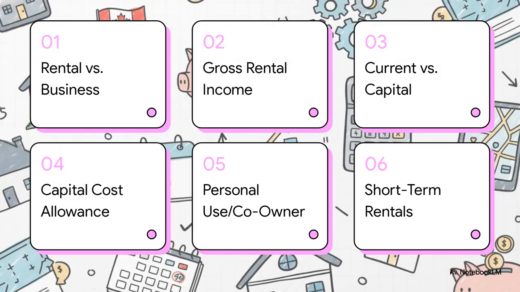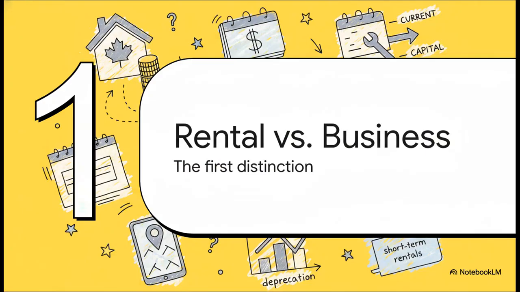So here's our game plan. We're going to start with the most basic but most important question. What kind of income are we even dealing with? Then, we'll get into the nuts and bolts of calculating it, what you can deduct, and how depreciation works. That's CCA. And finally, we'll look at a couple of really common real-world scenarios, including some brand new rules you need to know about.